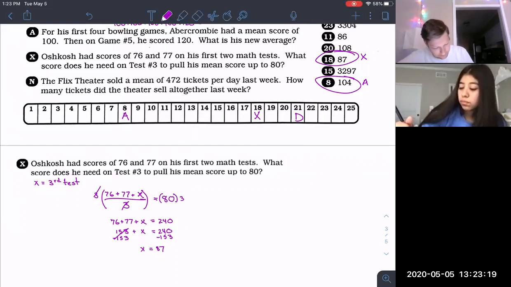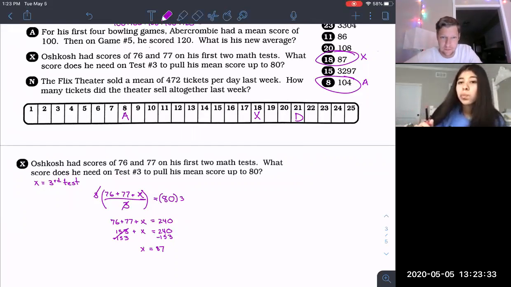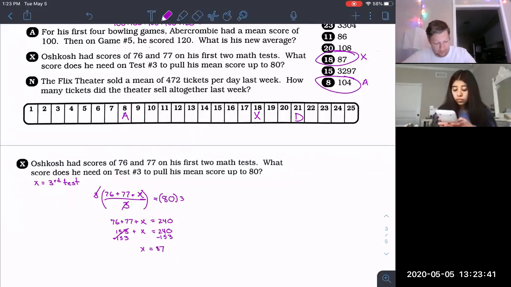Oh, this is a good question too. Okay, the Flicks Theater sold a mean of 472 tickets per day last week. How many tickets did the theater sell altogether last week? So if their average is 472 every day last week, how many days are there in a week? 7.